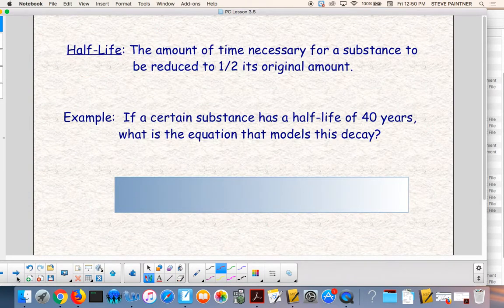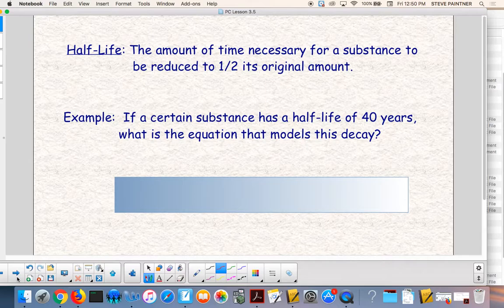Okay. Half. Yes, we're doing half. Okay. What is half-life? Well, here it is. It says here, the half-life of anything. The amount of time necessary for a substance to be reduced to what? Half of the original amount.